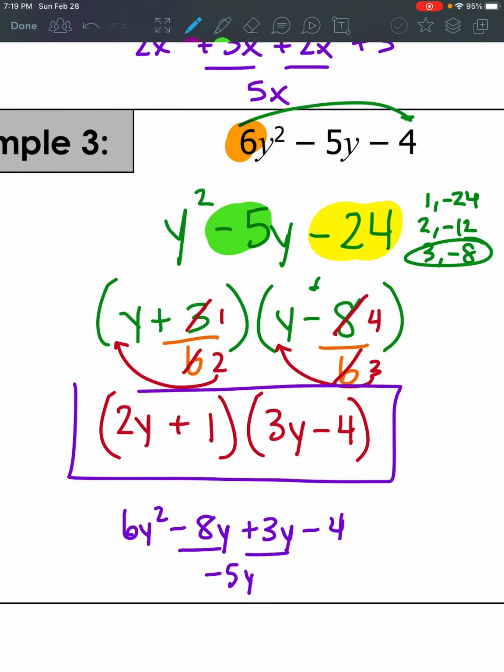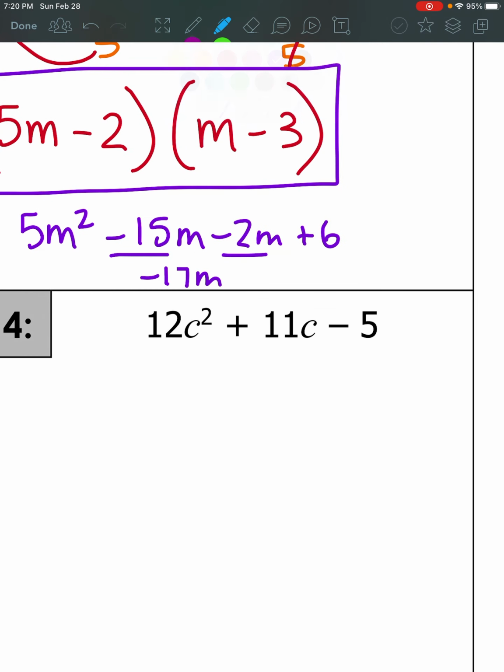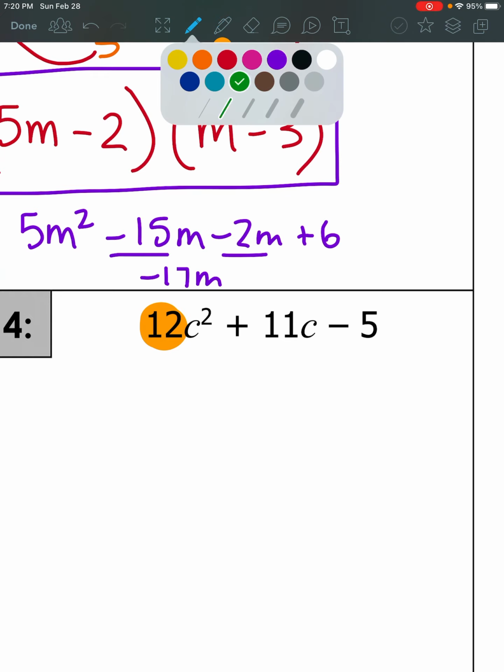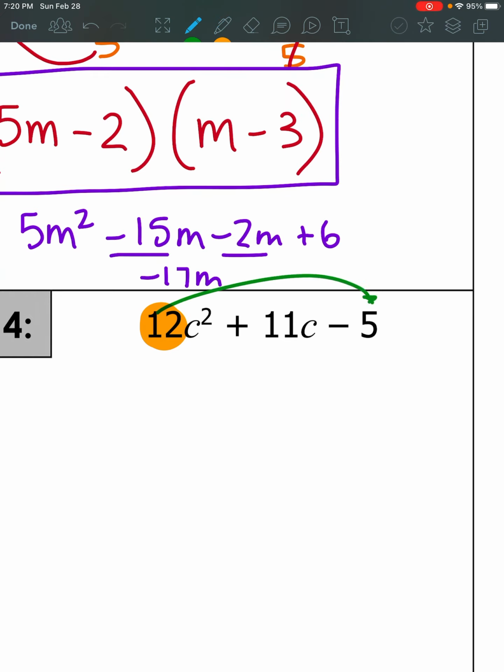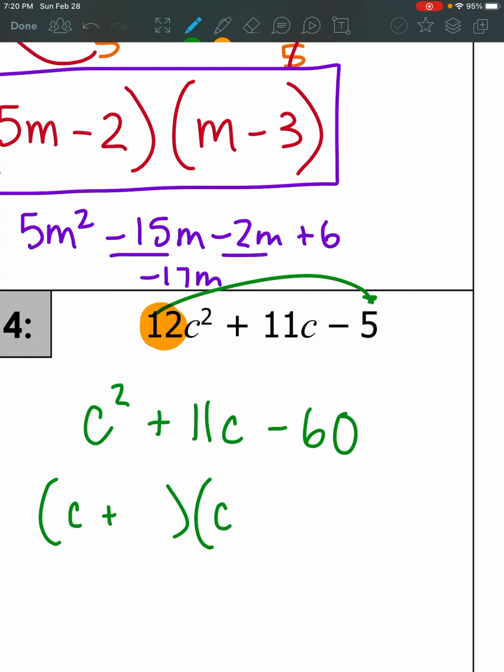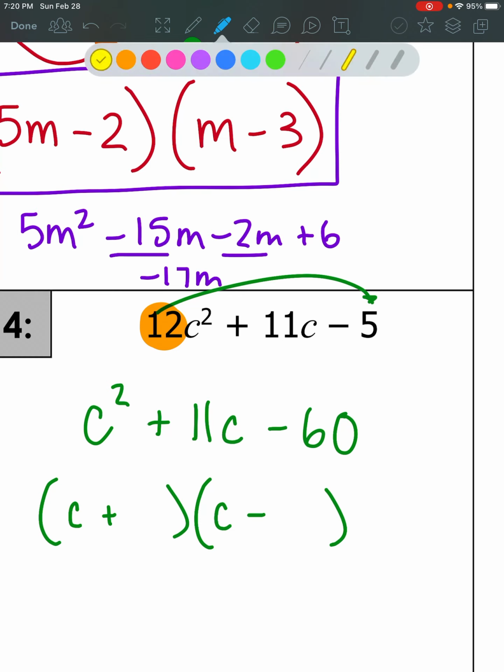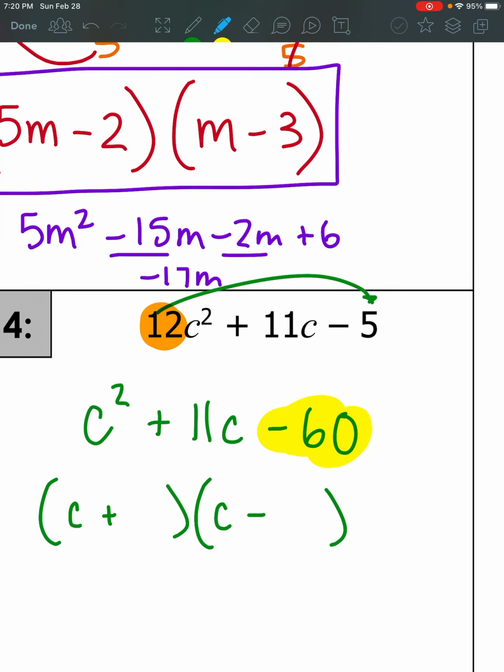And one more here. So our a value is 12. We will slip that down to the end. So we get c squared plus 11c, and then 5 times 12. So we get negative 60. Our C term is negative, so I know one has to be C minus, one has to be C plus. What multiplies to negative 60, but then adds to positive 11.